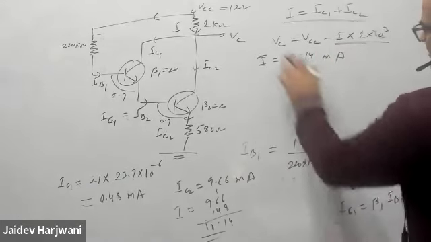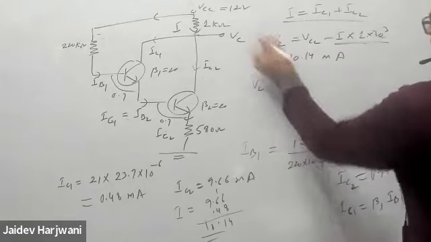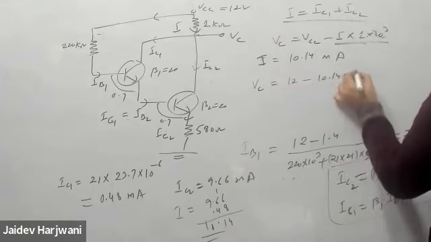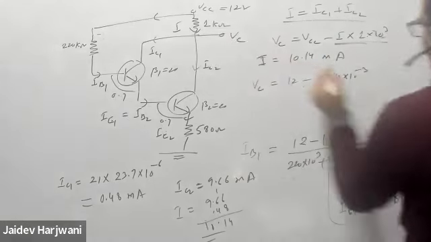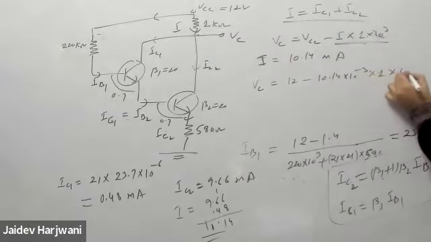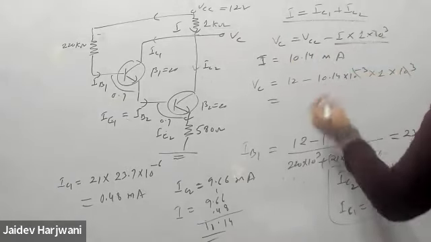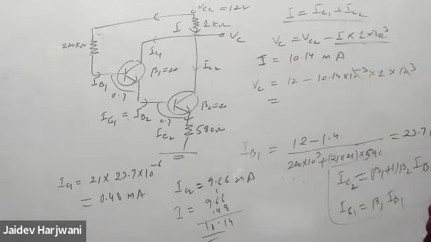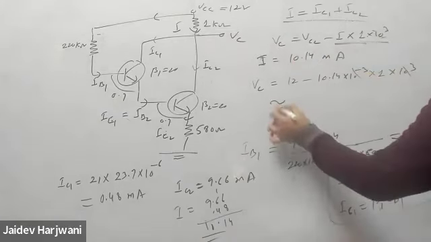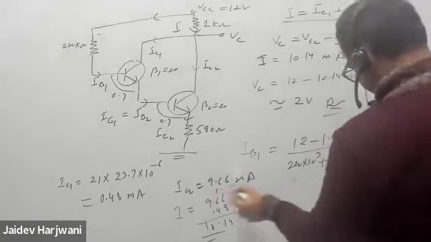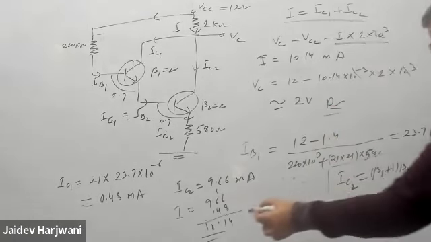You can also check. So VC will be now this 12 minus 10.14 milliampere, and this resistance is 1 kilo ohm. Okay, this will be cancelled out. So you get almost how much? 2 volts. Okay, almost 2 volts. So please check it again, this calculation may be something.